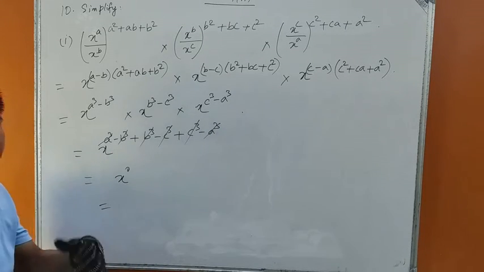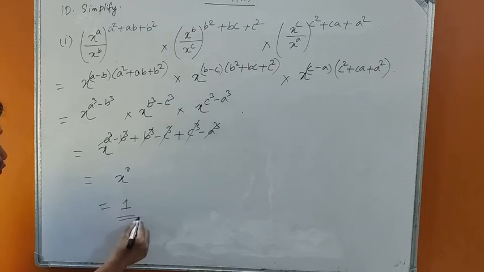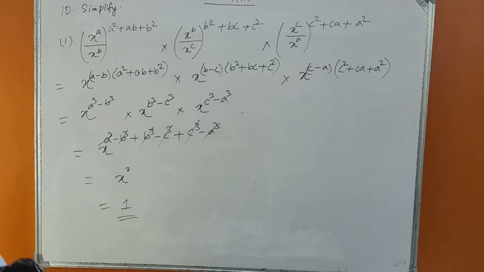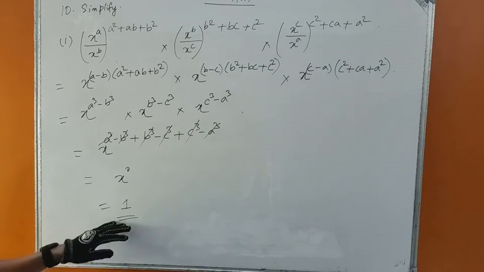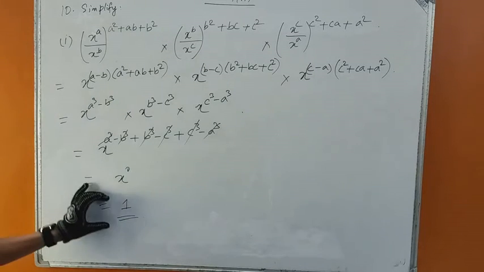So any number raised to power 0 is 1, isn't it? Except 0, okay? So this is 1. 0 to the power 0 is not 1. Please keep this in mind. 0 to the power 0 is undefined. Other than 0, any number raised to power 0 is 1. So the value of this expression is 1, okay?